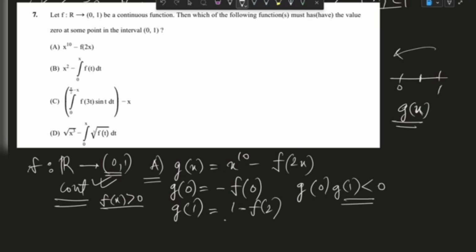Because if you notice, this thing will be positive, which is very obvious because the values are always between 0 to 1 and 1 is open. So this will come out to be some 0.00 something, but it is obviously greater than 0. So the sign of g0 into g1 is less than 0, which basically means that it is changing sign between 0 and 1, and for that it has to pass through the x-axis at some value located between 0 and 1. So alright, our option A becomes correct from here. I will proceed to the next option.